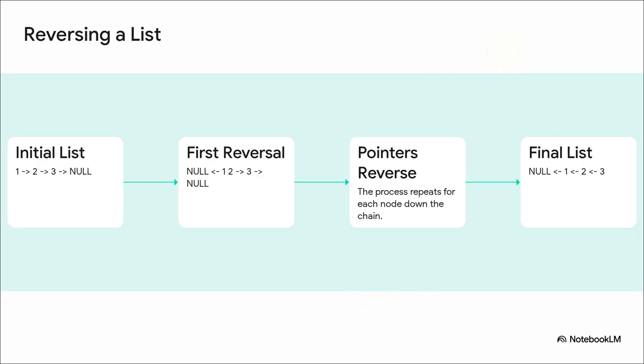Then we hop over to node 2. Instead of it pointing to 3, we make it point back to 1. You just repeat this all the way down the chain, and voila, the list is completely reversed. And we barely had to lift a finger. It's all about redirecting the flow.